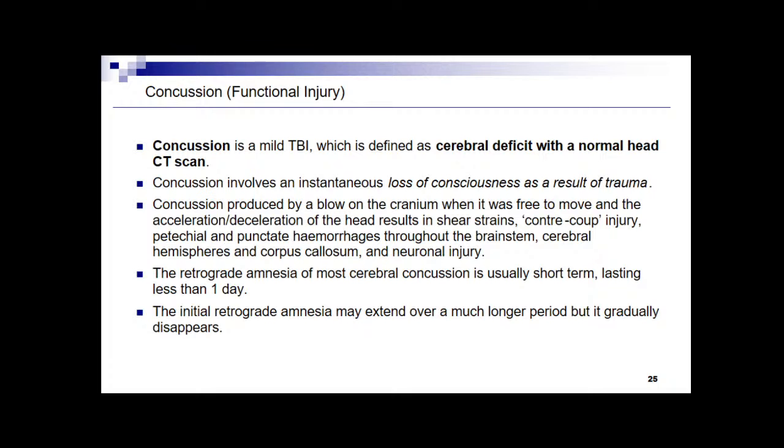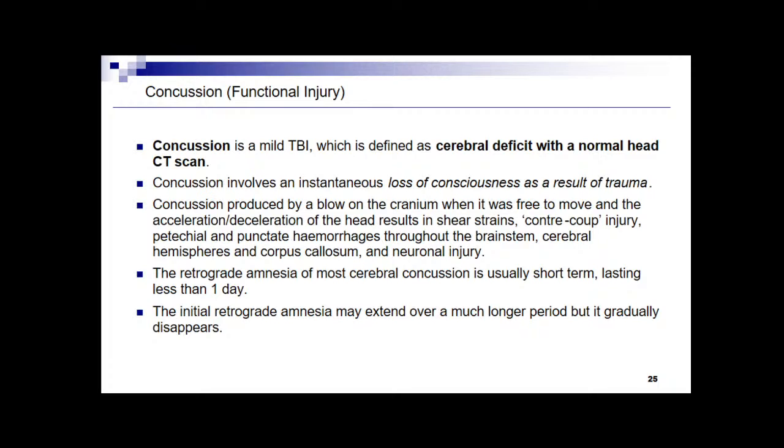Concussion is a functional state. Functional pathology occurs due to mechanical trauma, so concussion shows a functional injury. Concussion is a mild traumatic brain injury, which is defined as cerebral deficit with a normal head CT scan. Organic abnormalities are absent on the head CT scan, but the patient shows neurological, cerebral deficit. Concussion involves an instantaneous loss of consciousness as a result of trauma.